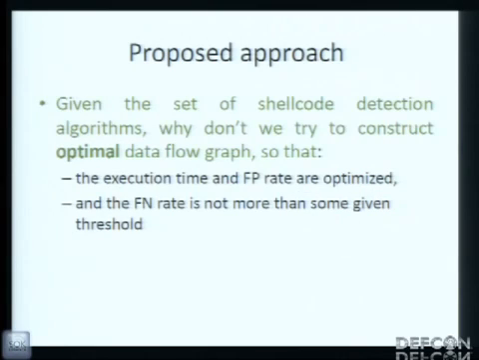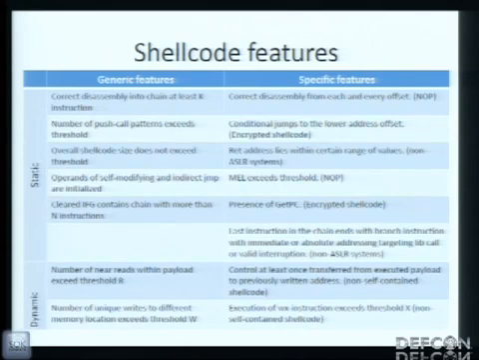Given the set of shellcode detection algorithms, why don't we try to construct a classifier which will be optimal in terms of false positive rate and execution time, and at that point we shouldn't forget about false negative rate. So as the first step, we try to identify some shellcode features. It could be generic, it could be specific. Some of them could be detected only by static analysis, some by dynamic analysis only, and some examples of them are listed in the current slide.